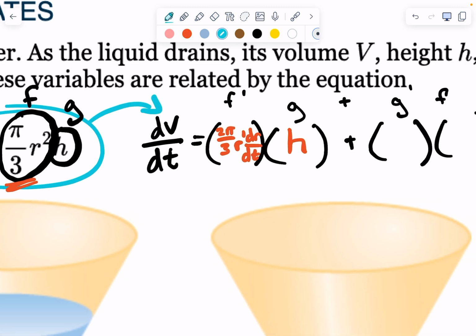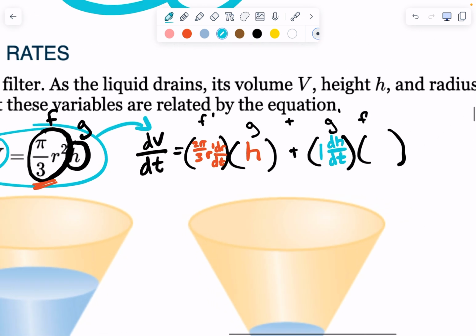Now we have to take the derivative of h. What's the derivative of h? dh/dt. Okay, f is pi over 3 r squared.